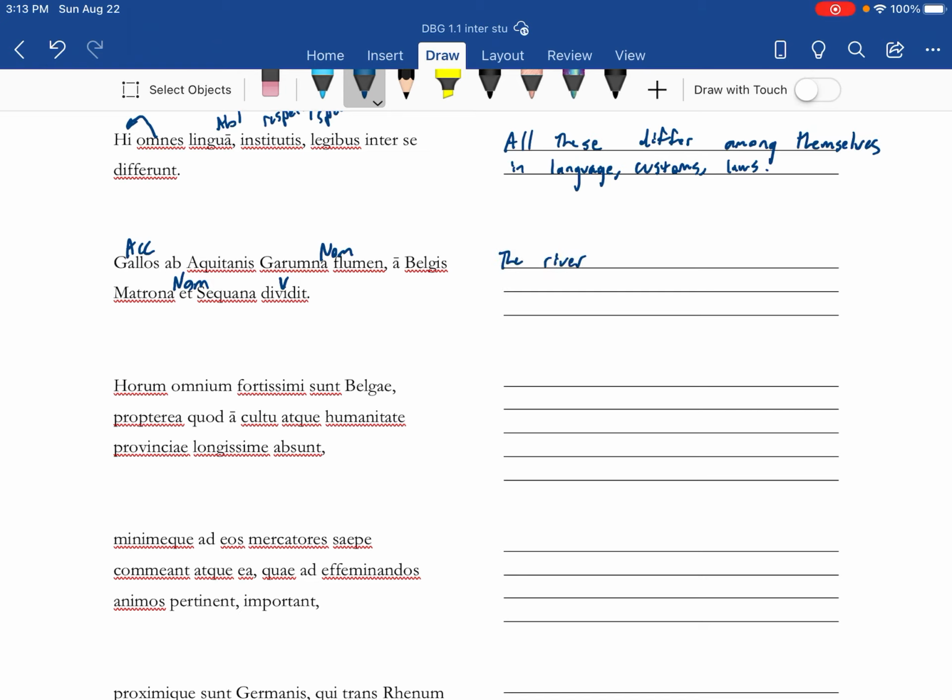All right, so flumen, the river, Garonne. And that's the Garumna flumen. Dividit, divides. Accusative, the Gauls, from the Aquitani. The Marne and Seine, and those are rivers as well, divide the Gauls from the Belgae.